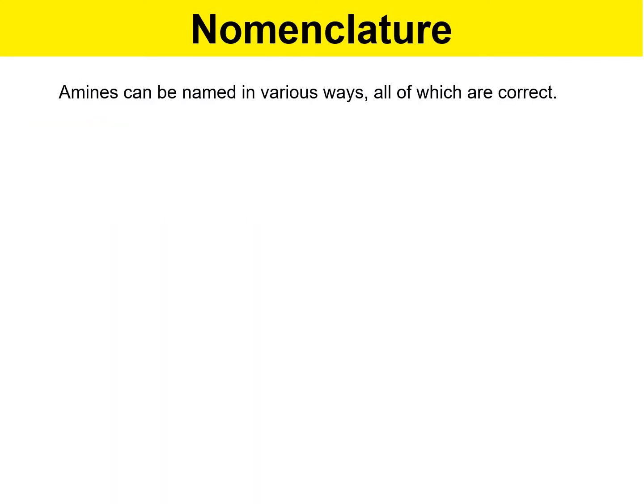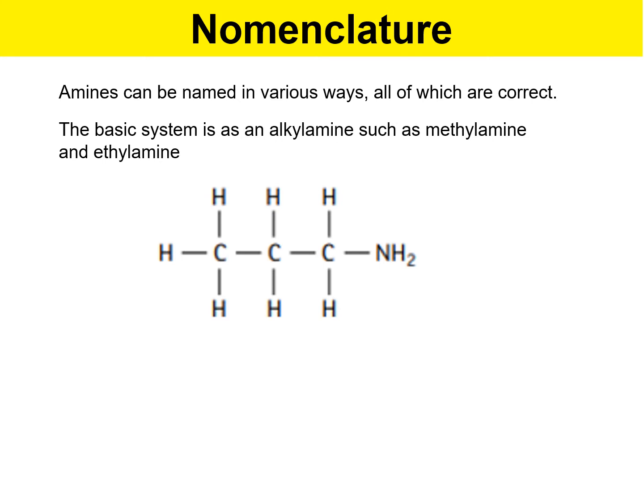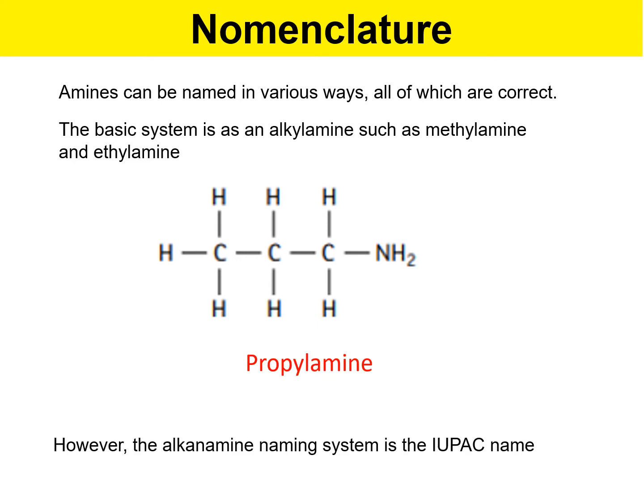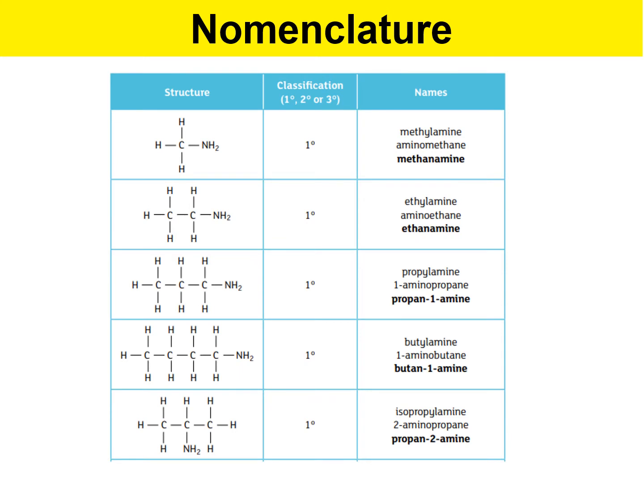Amines can be named in various ways, all of which are correct. Some nomenclature systems suit certain amines better than others. For basic amines, we use the nomenclature alkylamine. The example shown here is propylamine. However, the alkylamine naming system is not an IUPAC naming system. Therefore, this would be called propan-1-amine. This slide shows some of the different names that can be given to primary amines.